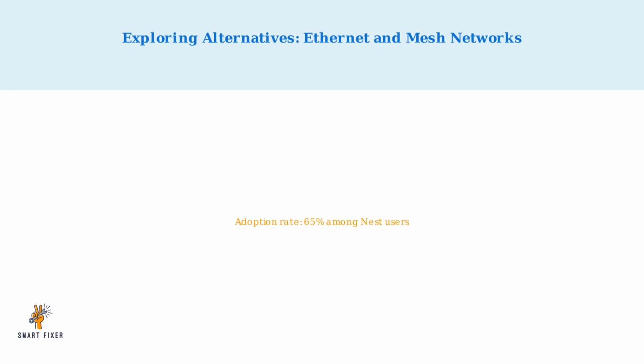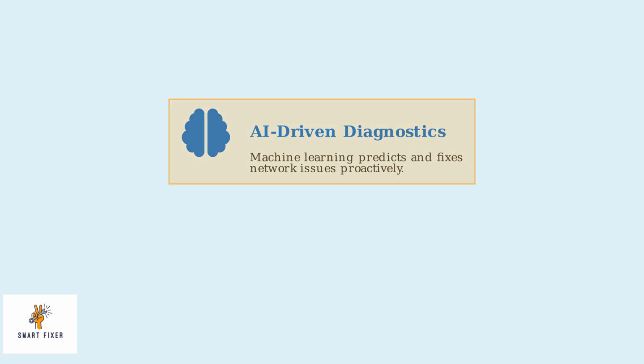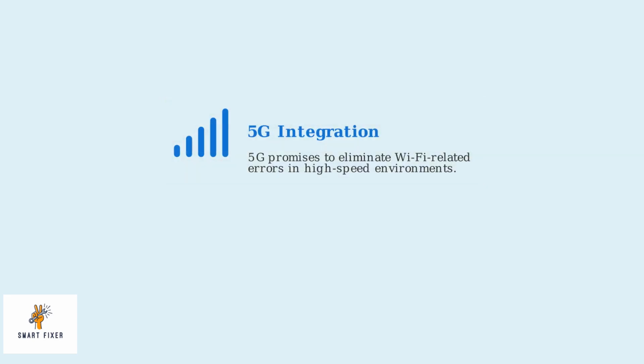Mesh networks have become increasingly popular, with adoption rates reaching 65% among Nest users, offering a reliable solution for consistent camera connectivity. The future of smart home security involves AI-driven diagnostics that proactively identify and fix network issues. Google is integrating machine learning to predict and prevent errors before they occur. Furthermore, 5G integration promises to eliminate Wi-Fi-related errors in the future, providing faster and more reliable connectivity for Nest Cams.